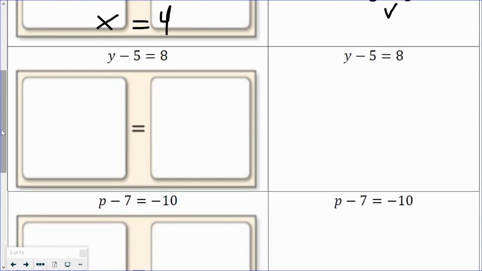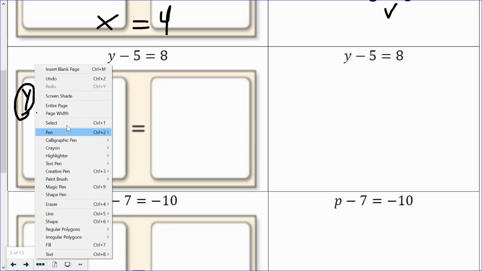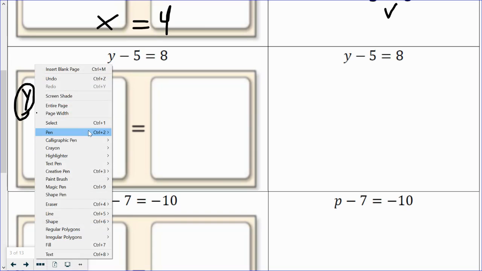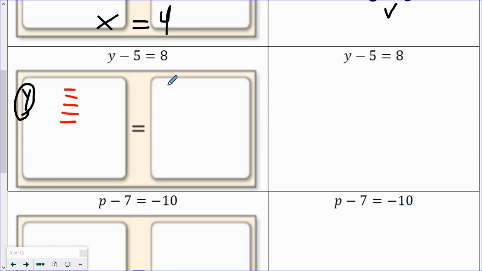Now we have y plus negative 5 equals 8. I'm going to put my y, and we want to get this y all by itself. That's what I'm looking for. Then I have 5 negatives. I'm going to switch to a red to represent my negatives. 1, 2, 3, 4, 5. Then let's switch to a bluish color. I now have 8 positives over here. Put my 8 positives.